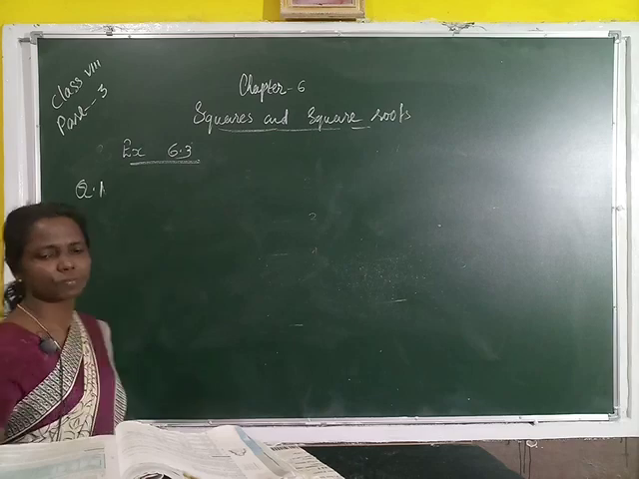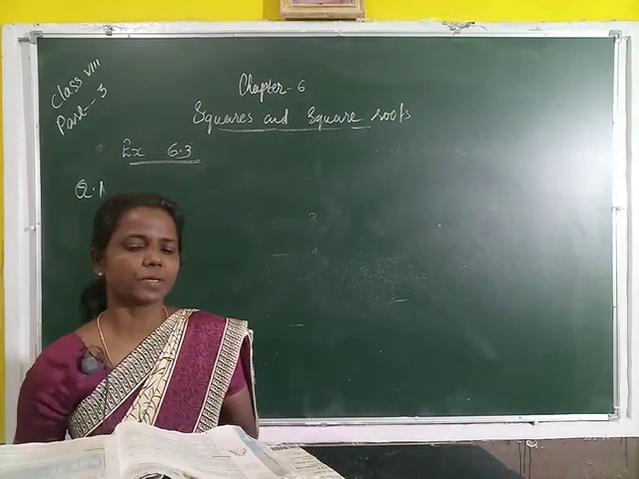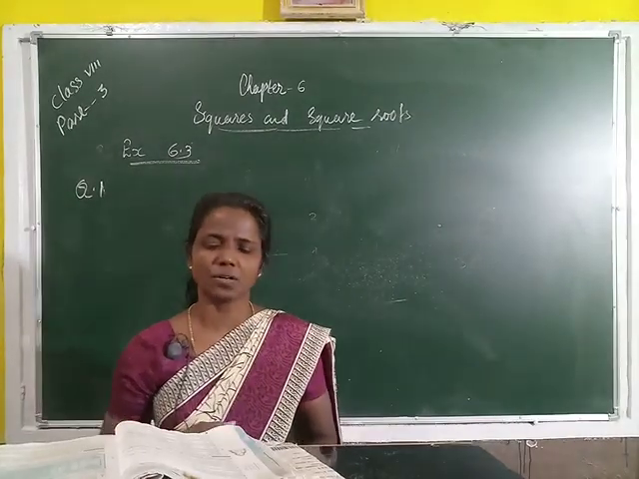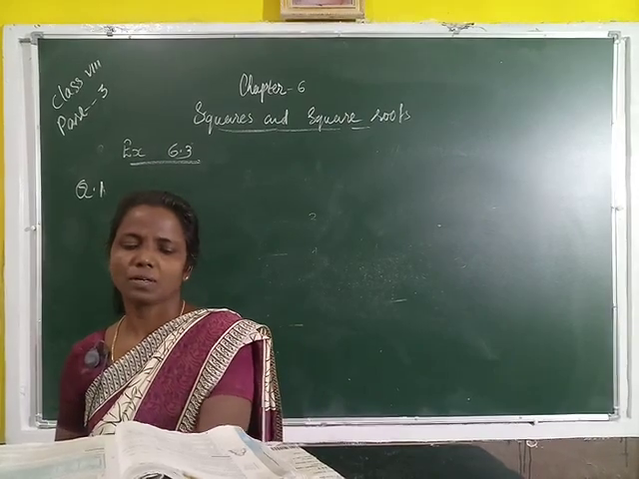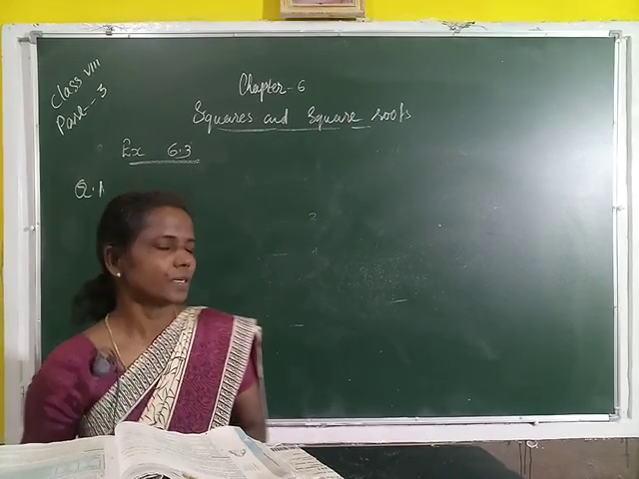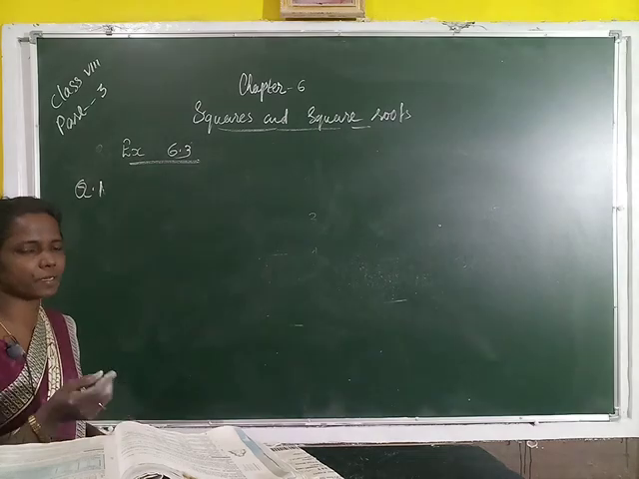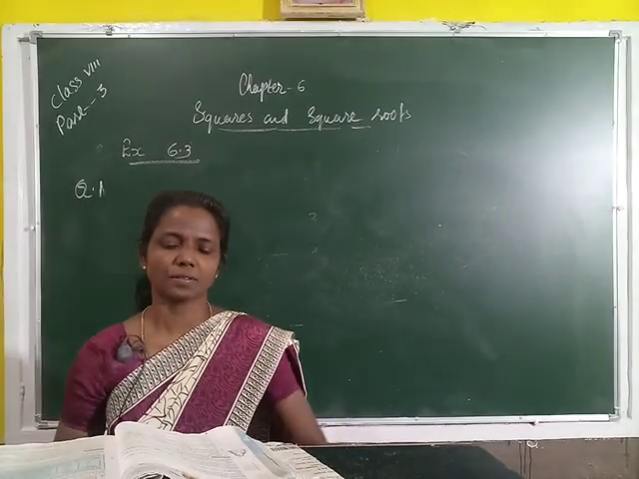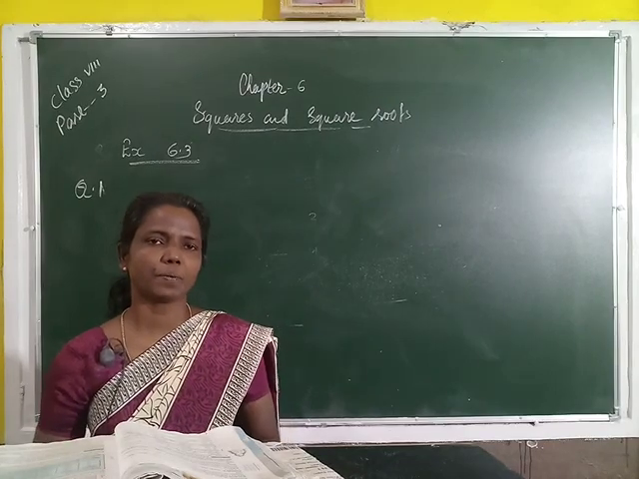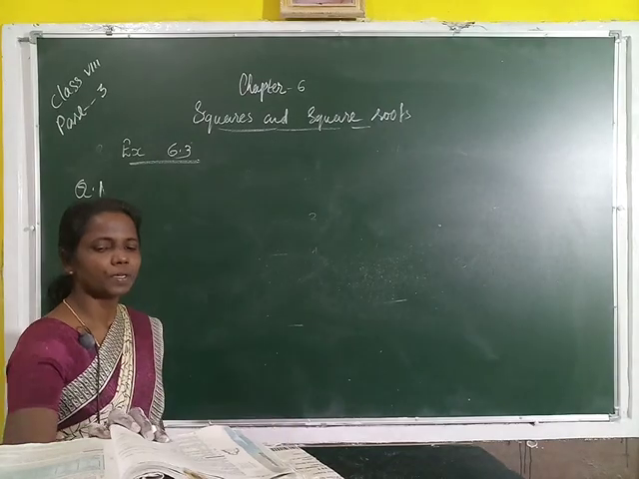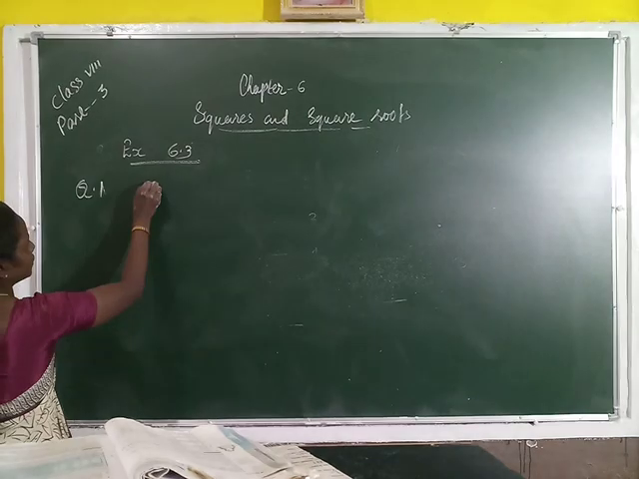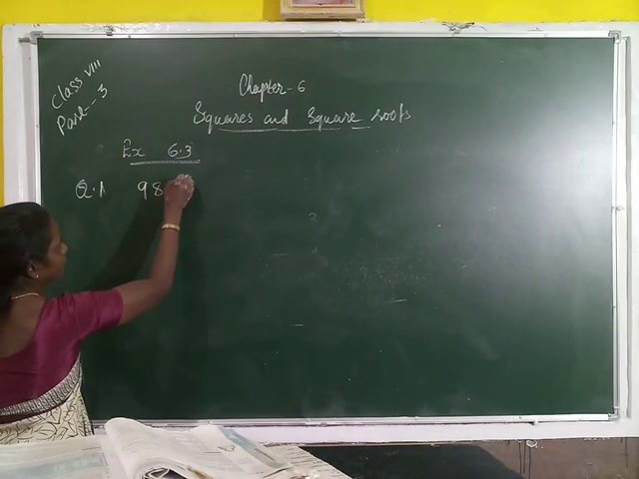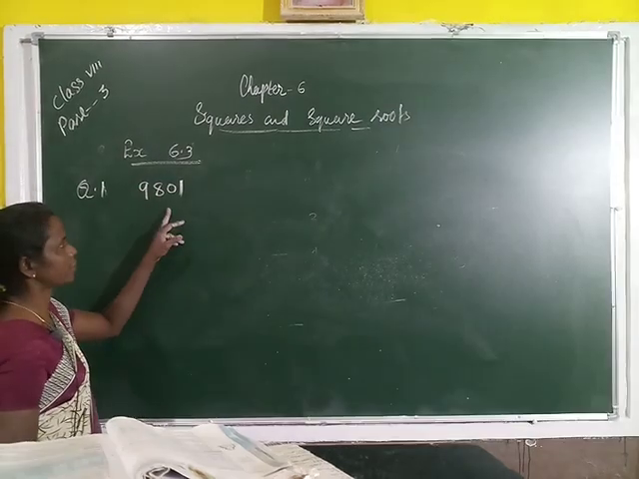Question number 1. Read the question. What could be the possible ones digits of the square root of each of the following numbers? Here some numbers are given. For the square root of these numbers, which number will come in the unit place? Here 9801. This is a square number.